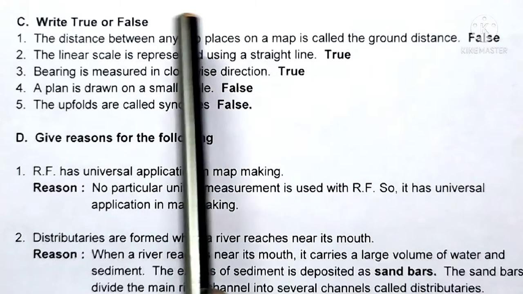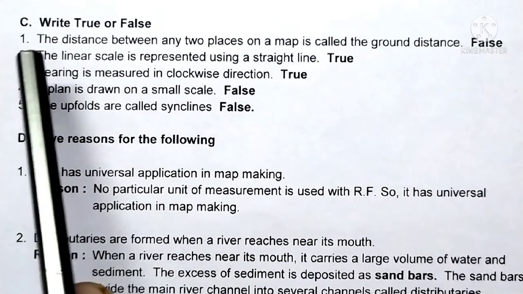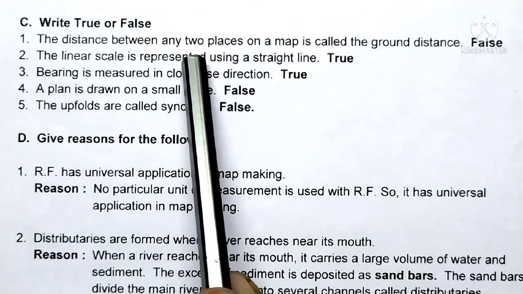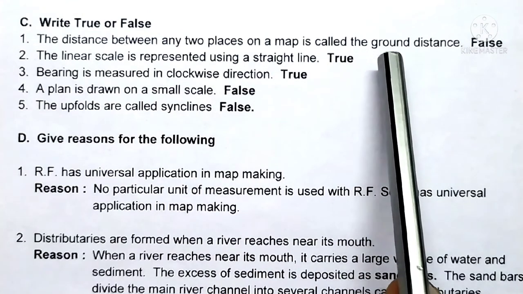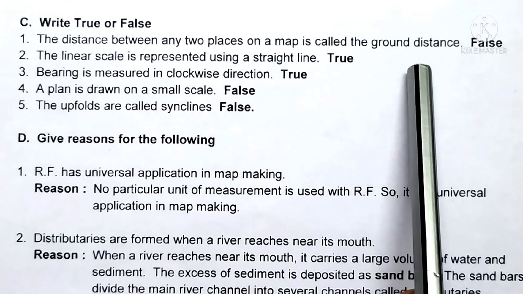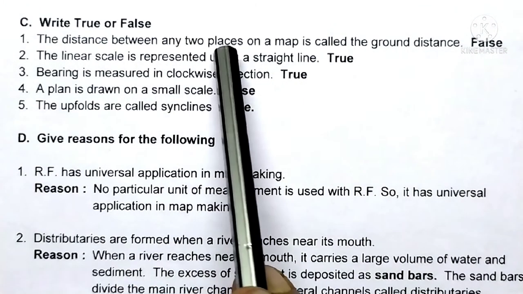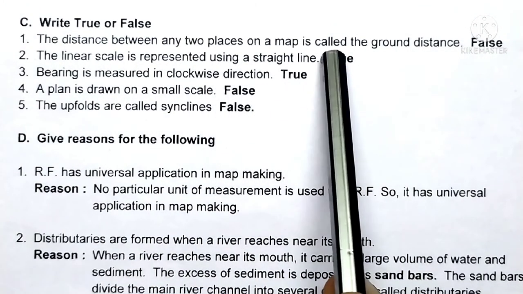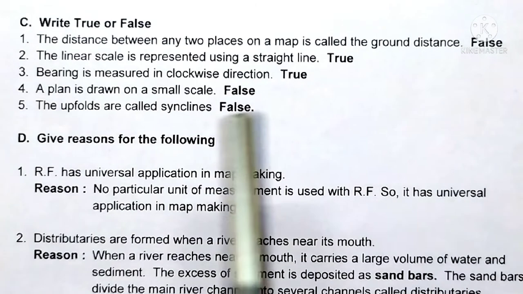Then, next exercise C. Write true or false. Question number 1. The distance between any two places on a map is called the ground distance. Actually, this is wrong. The distance between any two places on a map is called as map distance. So this statement is false.